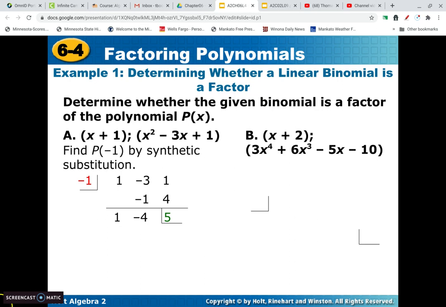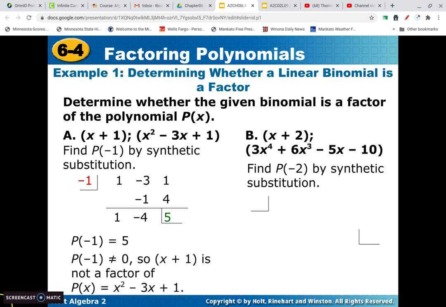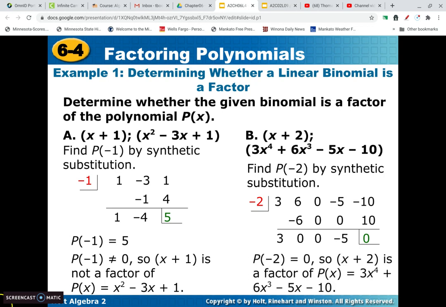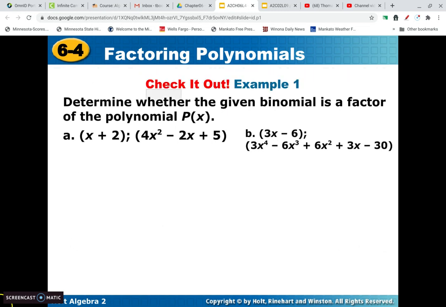All right, let's do the same thing for B here. Again, we're going to put -2 into the magic box. And we're going to take the coefficients 3, 6. Notice there's a 0 there for x squared, a -5, -10. Drop the 3 like it's hot. There we go. We get -6, add 0. That's 0, 0, 0. -5, we get 10. Oh, look at that. Hey, the remainder is 0. That means x plus 2 is one of the factors. So again, do the synthetic division. If you get 0 for a remainder, that means it's a factor. If it's anything else, it is not a factor.